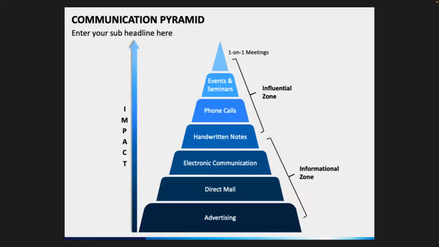Okay, so real quick, prioritize the pyramid of communication. We're so quick to do the easy ones that require less effort, but they're not as impactful. One-on-one meetings, events and seminars, phone calls, handwritten notes, electronic communication, direct mail advertising. So I would really think about how can you get in front of people. That is one that I have not been as good at. I'll be honest, and I'm making amends to that.